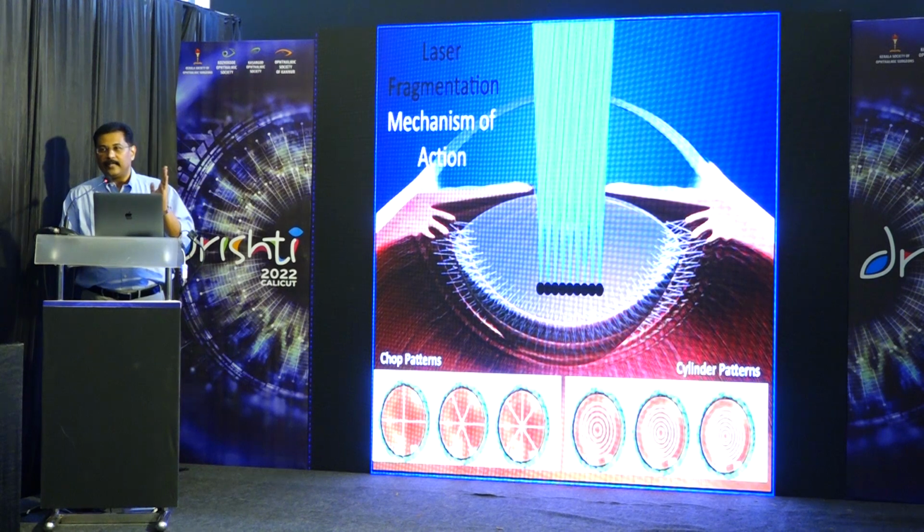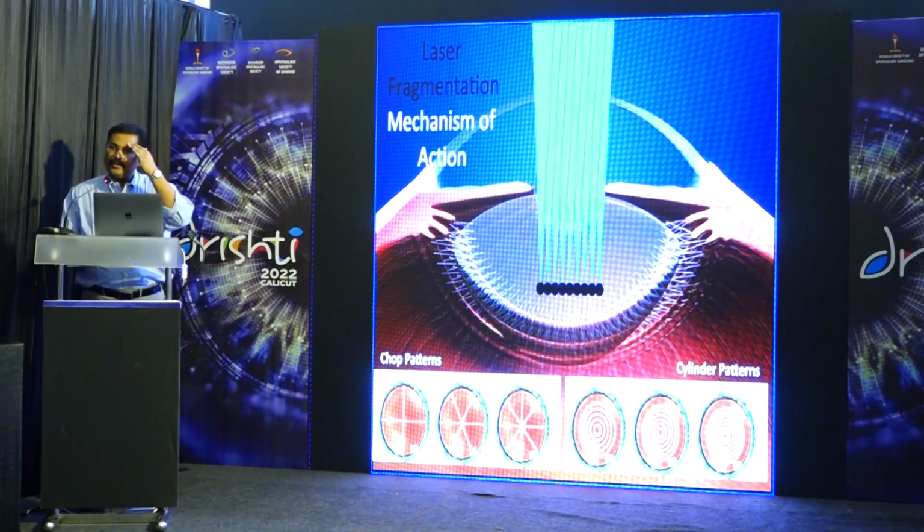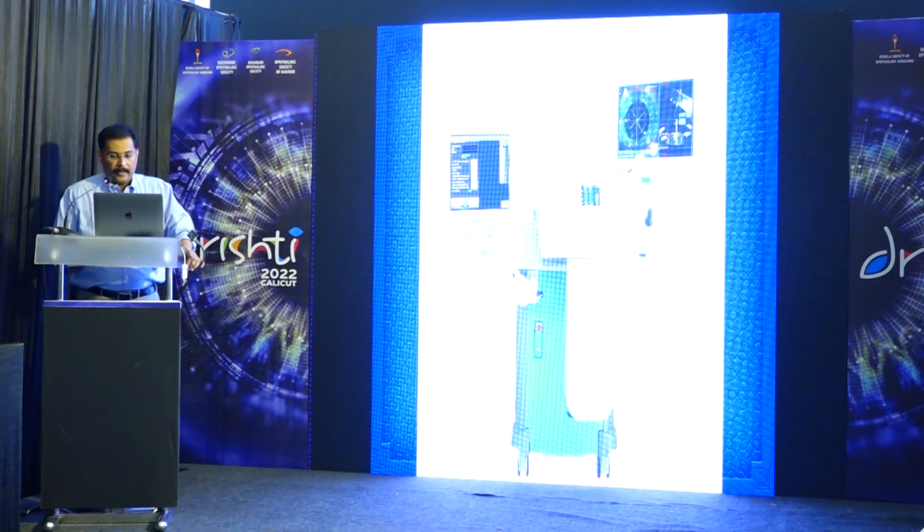And you can create different patterns. Different company machines have different patterns available. Anyway, it is a kind of nucleus separation in the form of a cylinder, or in the form of chops, or in the form of softening into small cubes. And no financial interest, but this is the platform which I use.